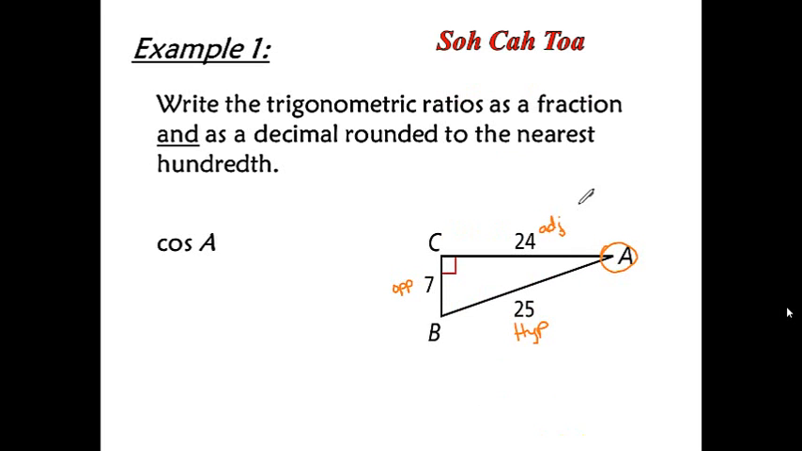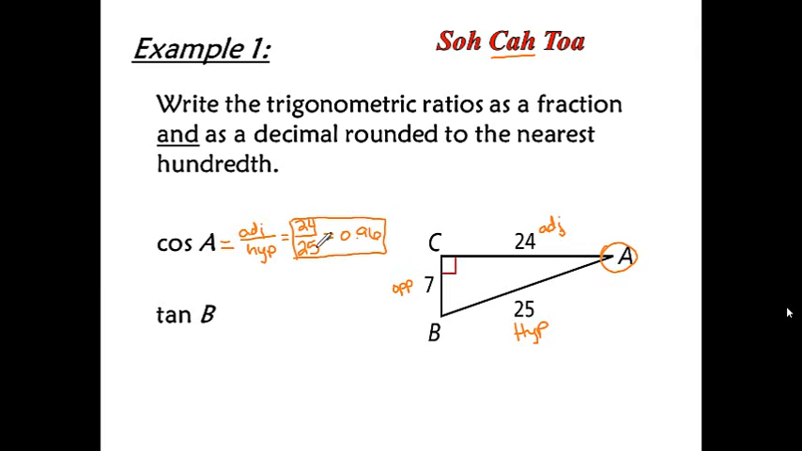Next, can't forget SOHCAHTOA. I'm asked for cosine of angle A. Cosine is adjacent over the hypotenuse. So in this case, it is 24 over 25. So that's my trig ratio as a fraction, and to write it as a decimal, 0.96.